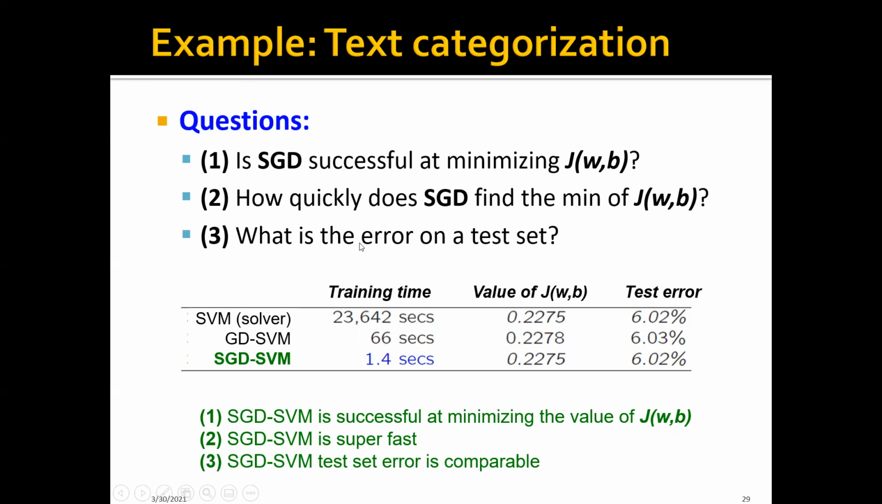And for the third question, what's the error on the test set? We can look at the last column. Here we can see that the test error is more or less the same, right? It's very close to each other. So we can say that for the SGD SVM, the test set error is comparable to the other 2 methods.